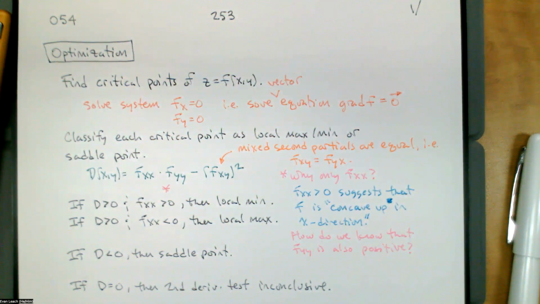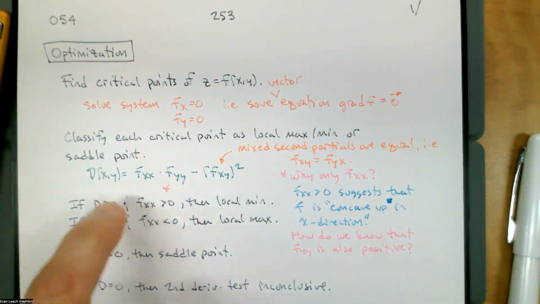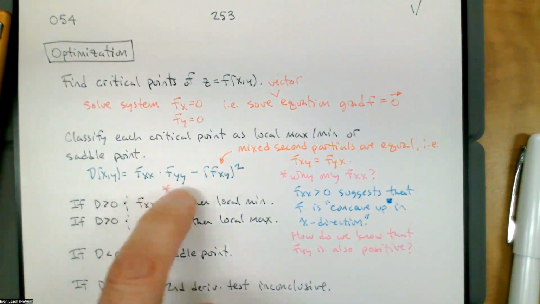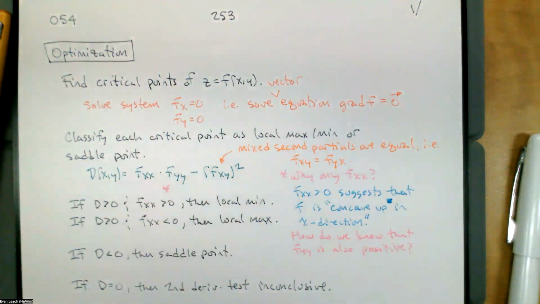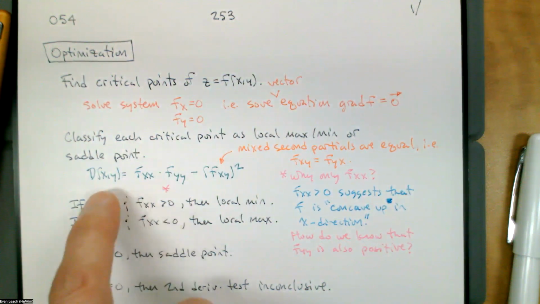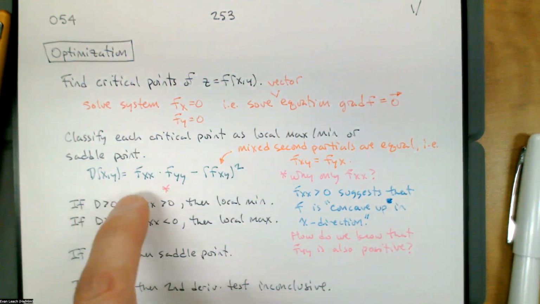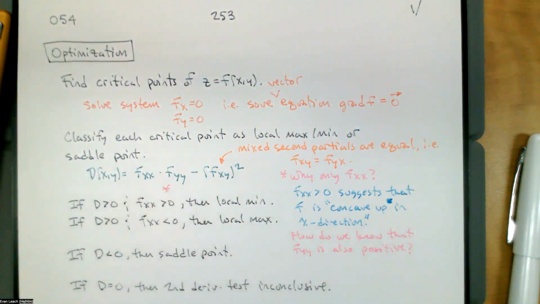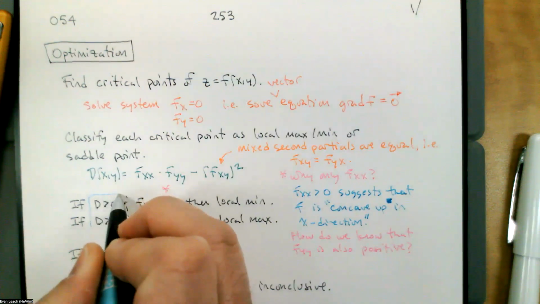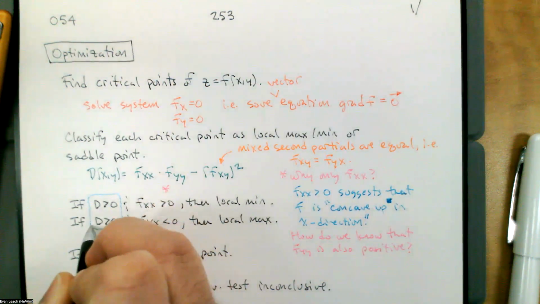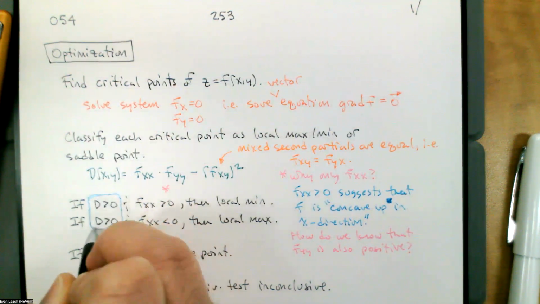Exactly. If fyy was negative, then D would have been negative, because look at the calculation. D is fxx times fyy minus fxy squared. We're subtracting something positive. If we get a positive value for D, fxx and fyy must have the same sign. That's why we don't have to look at both. We've already looked at both here. If D is positive, then fxx and fyy must have the same sign.